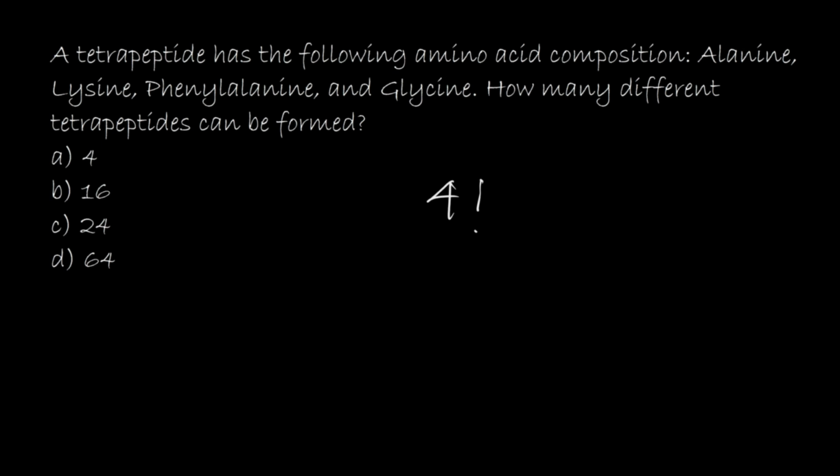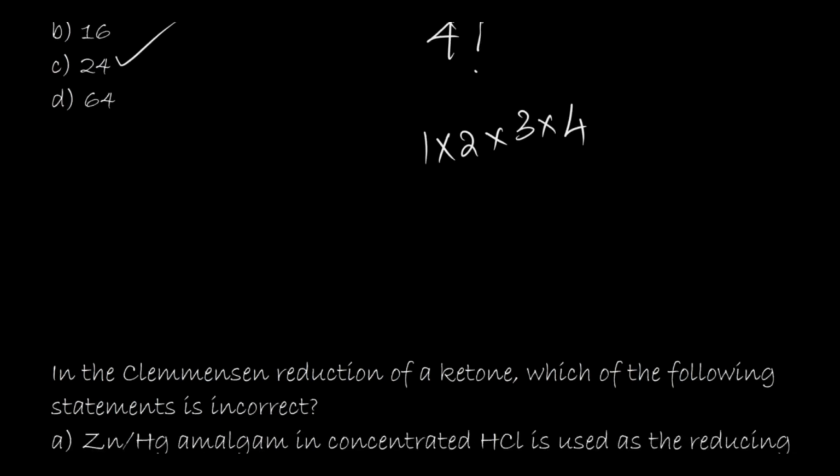Ma'am, what is that? We are biology students. So nothing. 4 factorial means you just have to do 1 into 2 into 3 into 4. Right? What is the answer? 2 into 3, 6. 6 into 4, 24. So 24 is our answer.